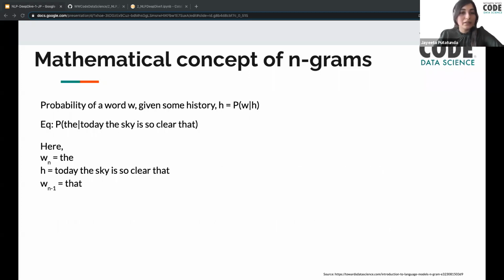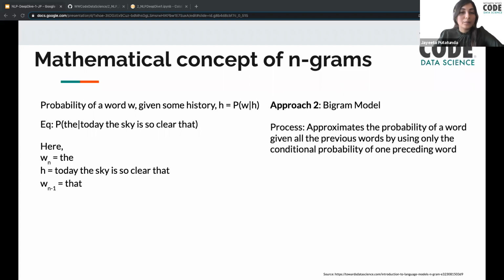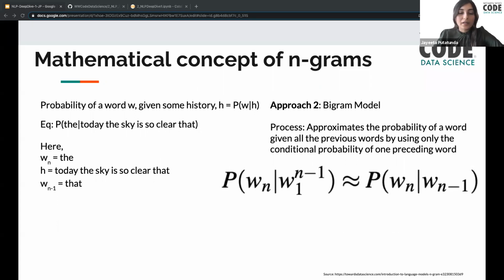That method is approach two, the bigram model. Here we're approximating the probability of the word given all the previous words by using one conditional probability. Don't get deterred by the big equation here. What it's basically trying to say is that we're trying to predict one word, which is WN. I've mentioned that the WN we're trying to predict is the word the. H is our history, which we are not even considering in this whole approach.